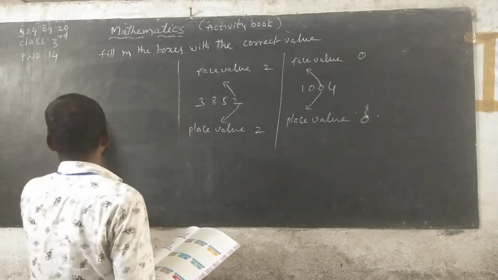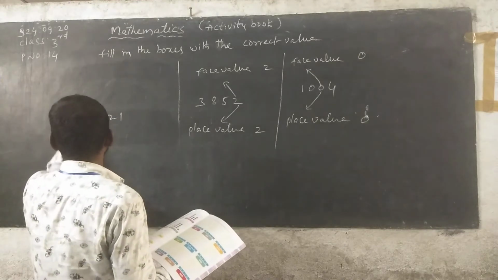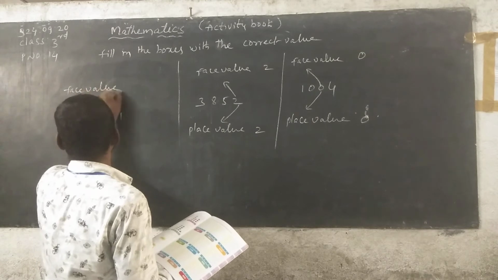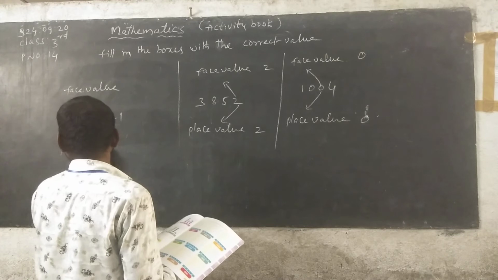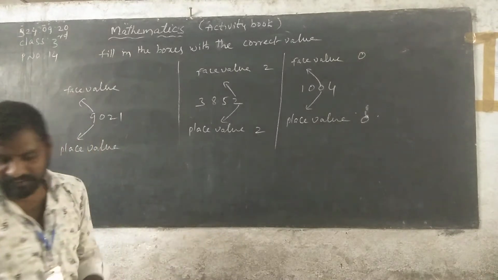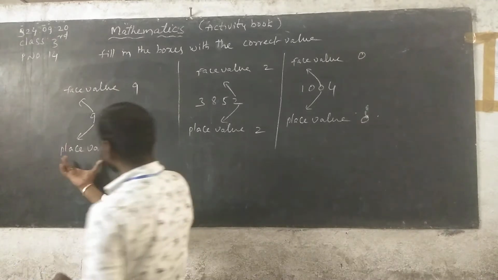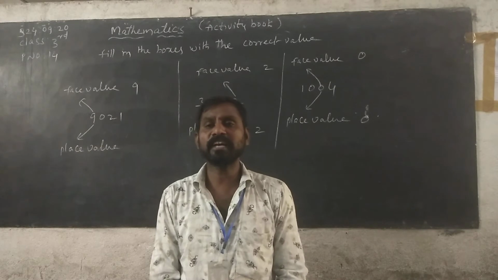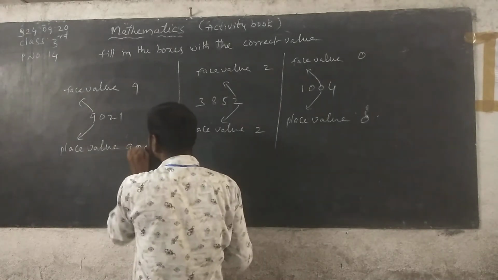Now next, 9021. 9 face value, 9 place value. See, the face value of 9 won't be changed. 9 is 9. For the place value, 9 is in the thousands place. The place value of 9 is 9000. 9000 means 9000. That's it.